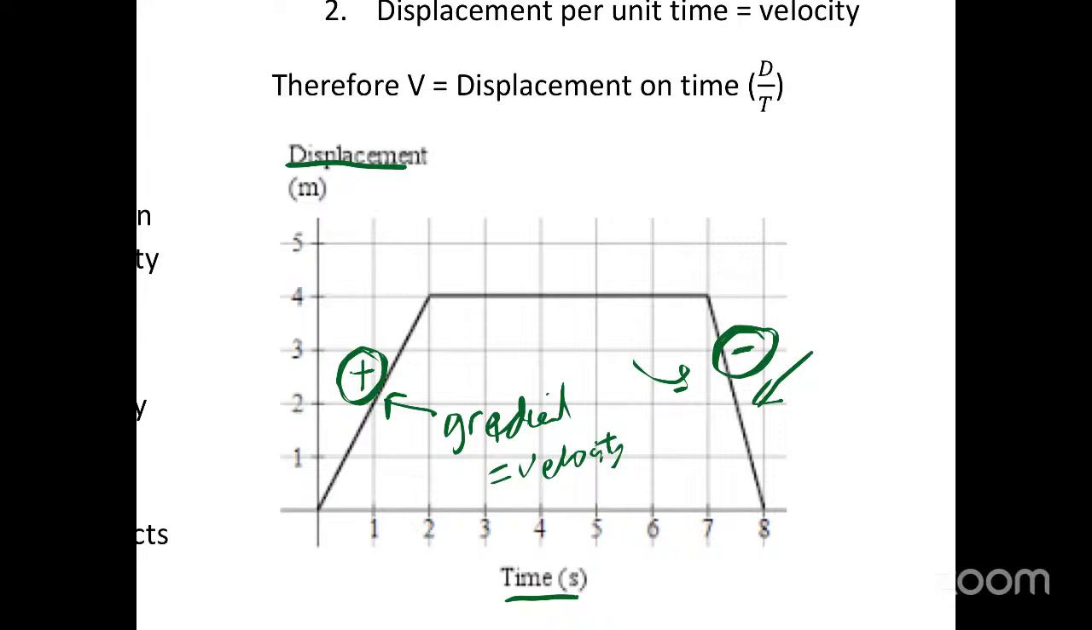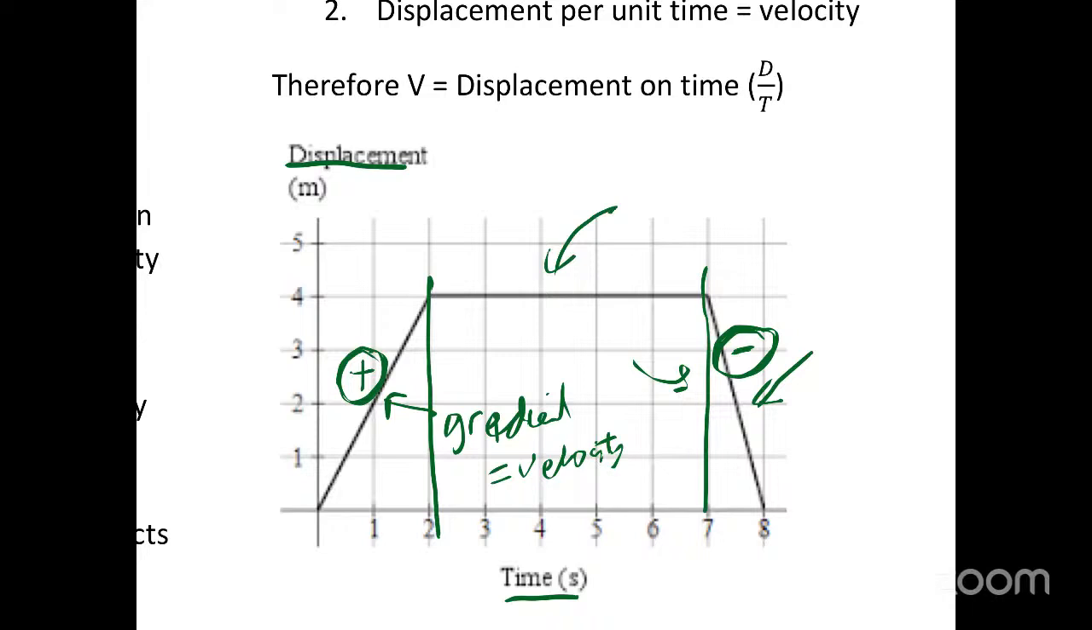Anybody? Yes, somebody say that. Change direction, right? So it means in the first 2 seconds, it changes direction in the last second compared to the first 2, right? What does this horizontal line here say?